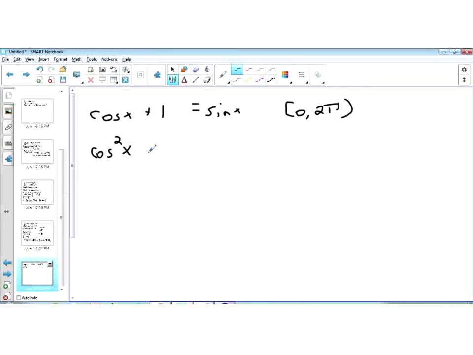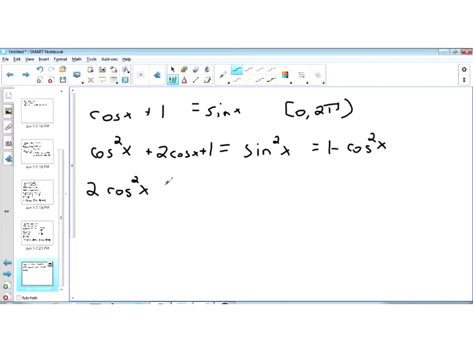So cosine squared x plus 2 cosine x plus 1. And the reason why we want to square both sides is so that we can get rid of the sine term. We can express the sine in terms of cosine. So all we have is an equation in terms of cosine. Okay, so by the Pythagorean identity, sine squared x is 1 minus cosine squared x. Now be careful, you may have the possibility of extraneous solutions.